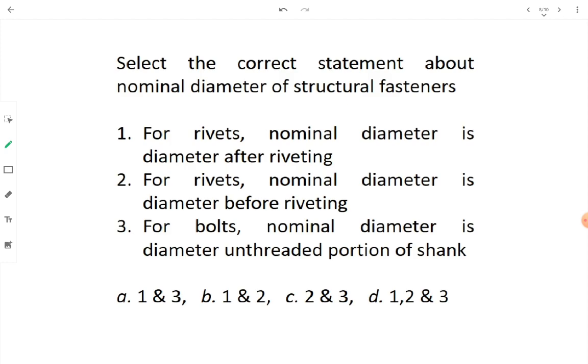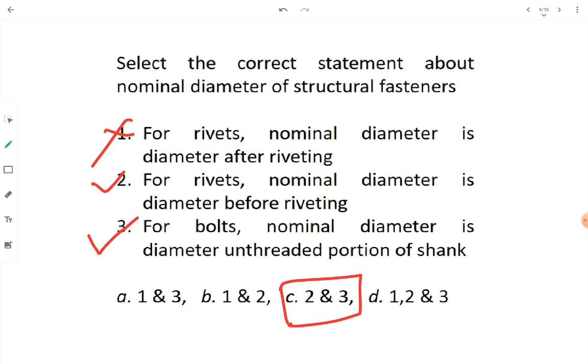Alright, let's go to the next question. Select the correct statement about nominal diameter of structural fastener. For rivets, nominal diameter is diameter after riveting. No, it is not after riveting. Point number 1 is wrong. For rivets, nominal diameter is diameter before riveting. Yes, this one is correct. Point number 2 is right. Then for bolt, nominal diameter is diameter of unthreaded portion of shank. Yes, it is right. Therefore, point number 3 is right. That's why we will go with option C, 2 and 3, because points 2 and 3 are the only correct ones provided.